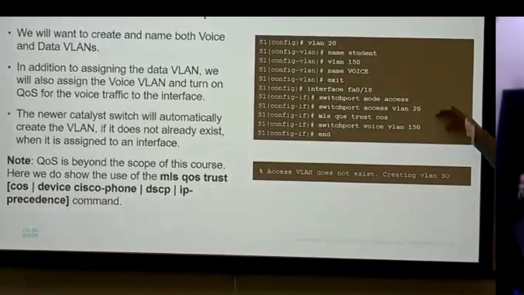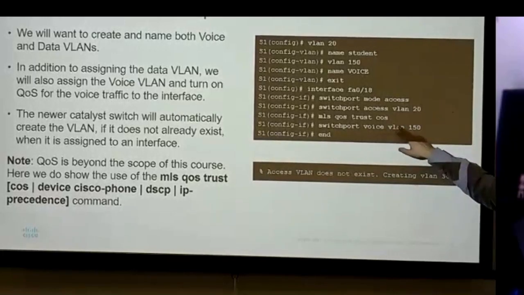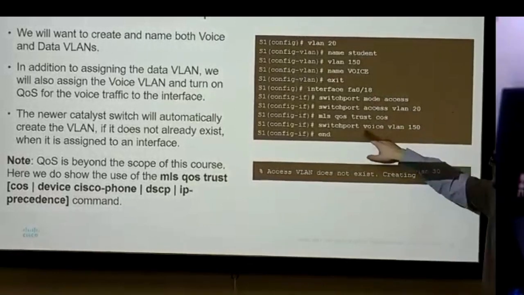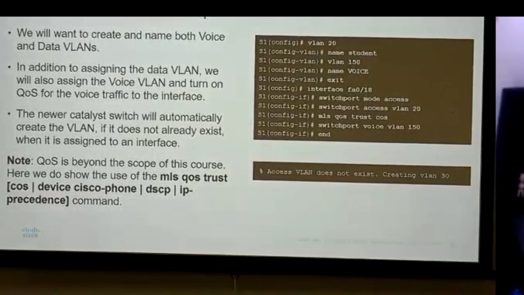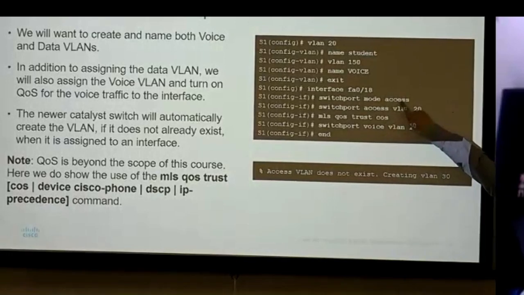So in addition to the data VLAN, we turn on quality of service, and then we have to give it a voice VLAN. Now notice, we don't say access VLAN, we say voice VLAN. So it's just one word difference. Could you do this one before that one? Sure. Got to do this command before you do that command.